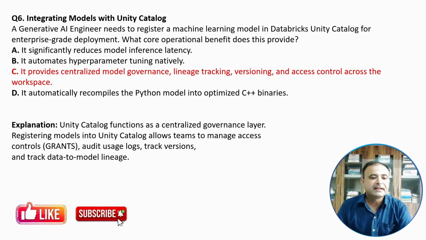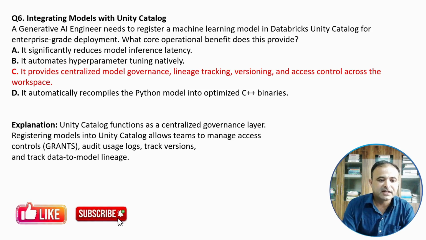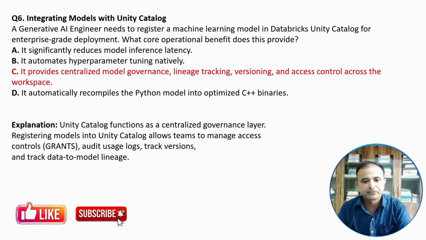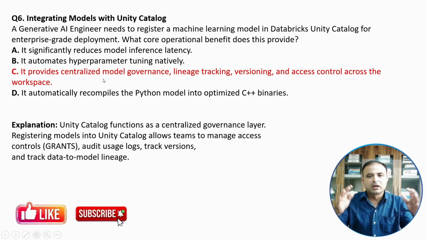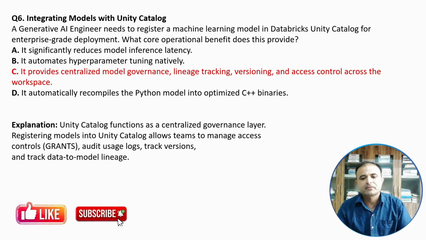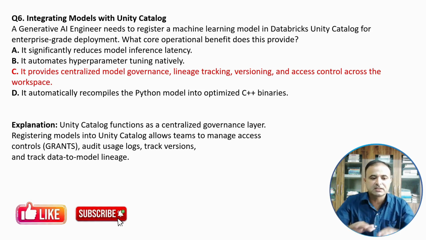Next, integrating a model with Unity Catalog. I hope you are familiar with Unity Catalog. A generative AI engineer needs to register a machine learning model in Databricks Unity Catalog for enterprise-grade deployment. What core operational benefit does this provide? It provides central model governance, lineage tracking, versioning, and access control across the workspace. That is the main advantage: centralized model governance.